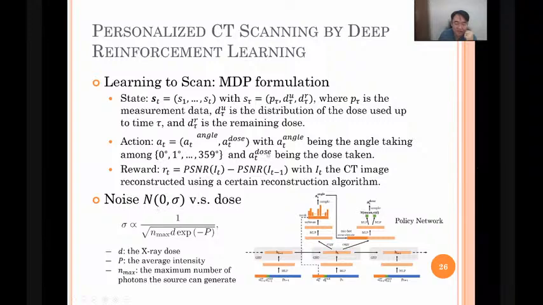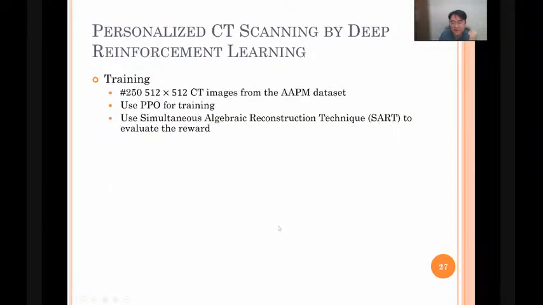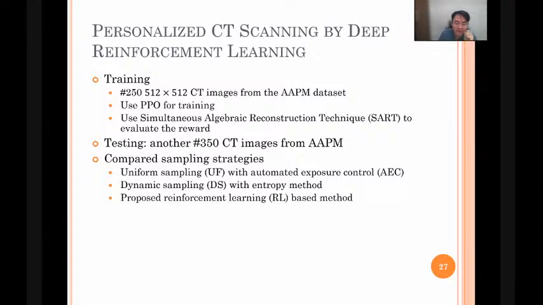We model the noise level using this physical relation. This is the policy network, and the value network is very similar in structure, just the output is different, so I'll skip those details. For training, we use the AAPM CT image data set, we use PPO for the training, and we use SART to evaluate the reward. And we test it on another 350 CT images, and we compare with uniform sampling with automated exposure control and dynamic sampling with the entropy method, because it's fast.